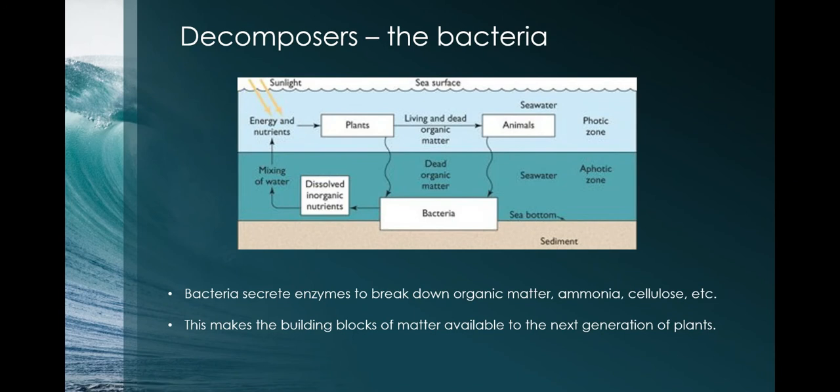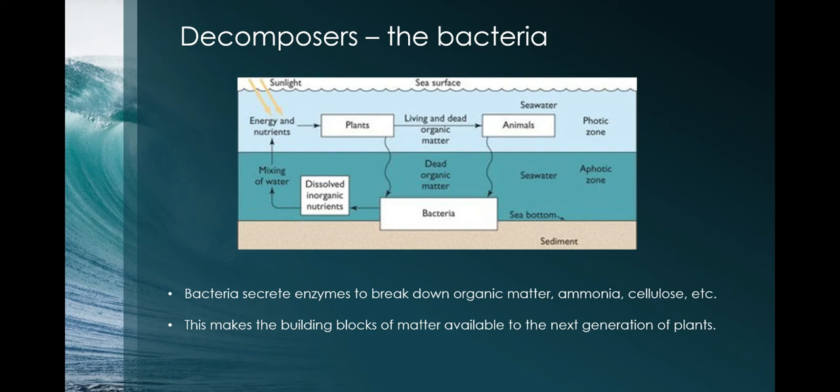The final type of organism that I want to make sure we talk about are the decomposers, and these are primarily the bacteria. These are the really important part of the ecosystem because they allow matter to cycle through the ecosystem. They do this by secreting enzymes. Enzymes are proteins that help chemical reactions occur. They cause chemical reactions to occur.